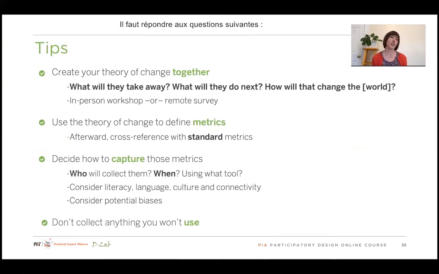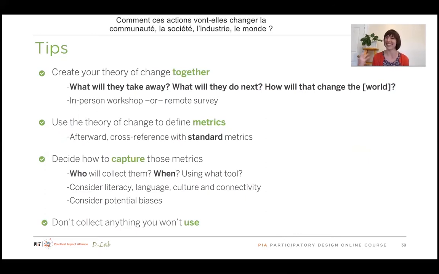You want to answer these questions. What will the participants take away? What will they do next? And how will those actions change the community, the society, the industry, the world?